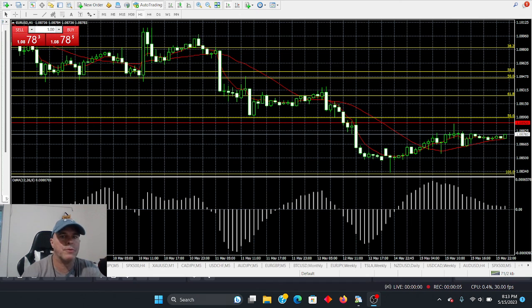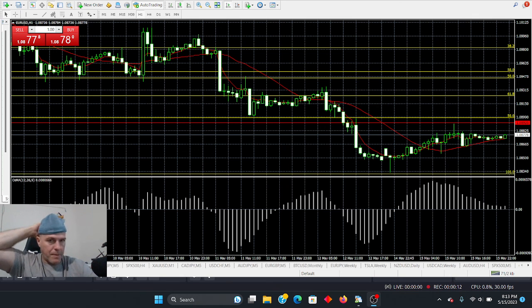This is on the Euro USD, and I just want to give you some thoughts of what I'm thinking. And put this behind here, so creating a bit of a shadow. So where do we go from here? This is technical analysis for the 15th of May of 2023.